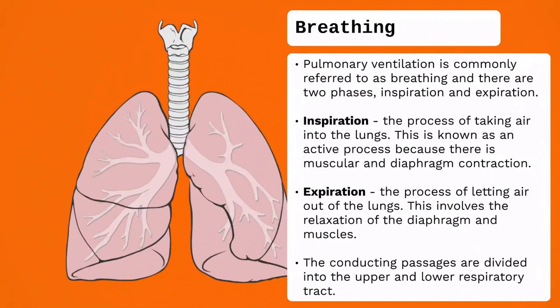So pulmonary ventilation is commonly referred to as breathing, and there are two phases, inspiration and expiration. Inspiration is the process of taking air into the lungs. This is known as an active process because there is muscular and diaphragm contraction. Expiration is the process of letting air out of the lungs. This involves the relaxation of the diaphragm and muscles, so it is a passive process. The conducting passages are divided into the upper and lower respiratory tract, and we're going to talk about those more.